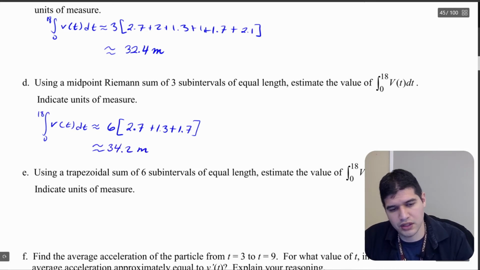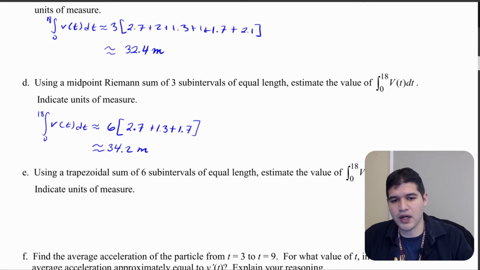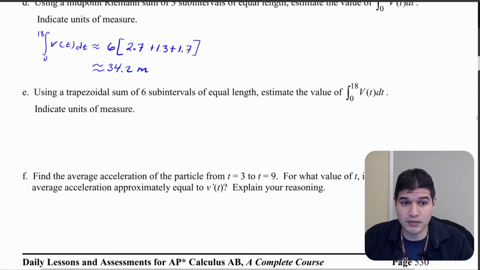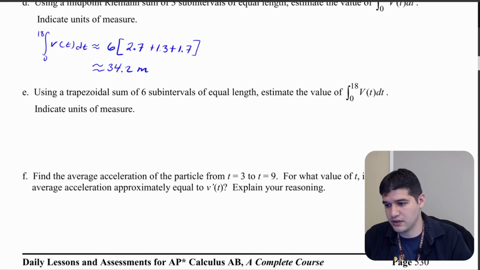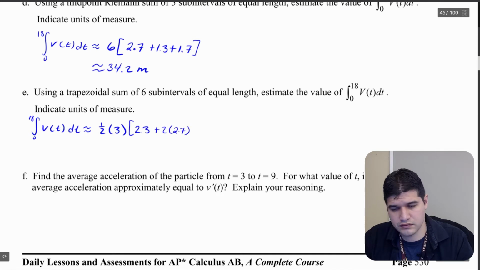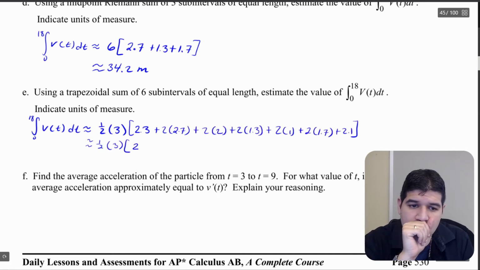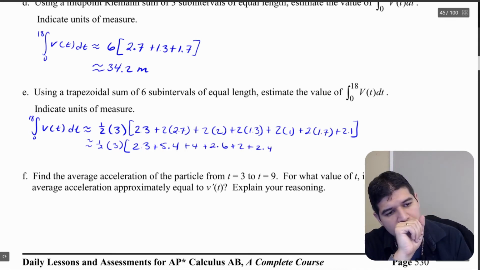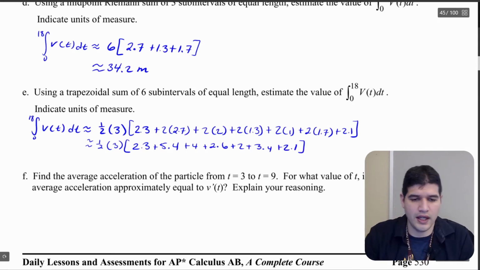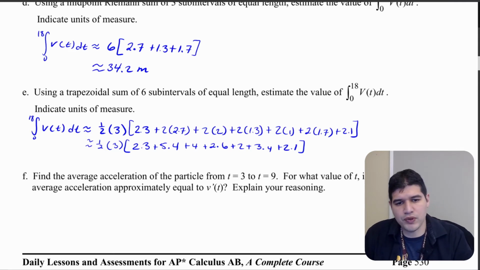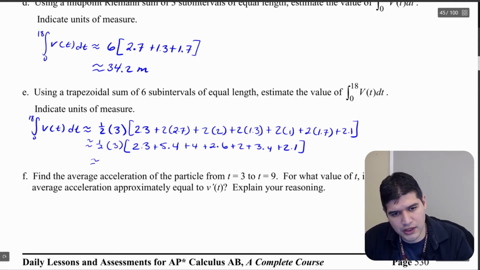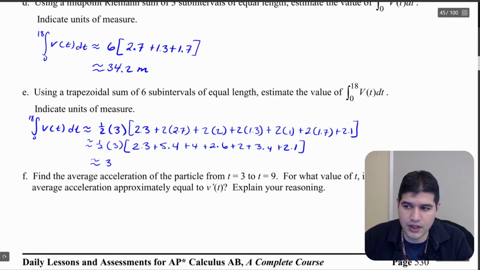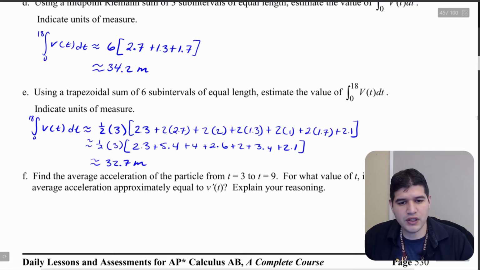34.2 meters. Now here in part E, we want to use a trapezoidal sum. So let's go ahead and write that out. And when I add all those up, multiply it by 3 and divide it by 2, I get about 32.7 meters.